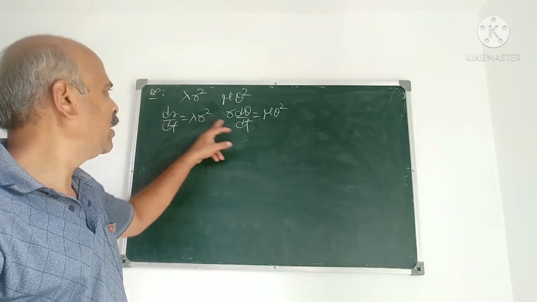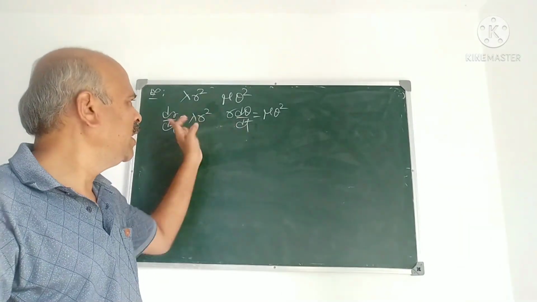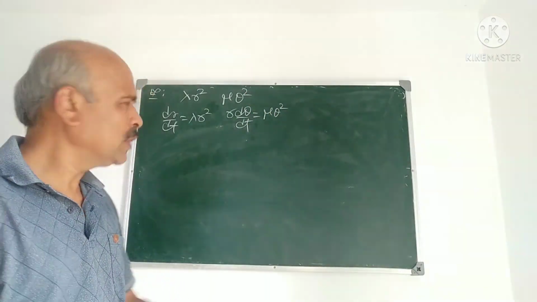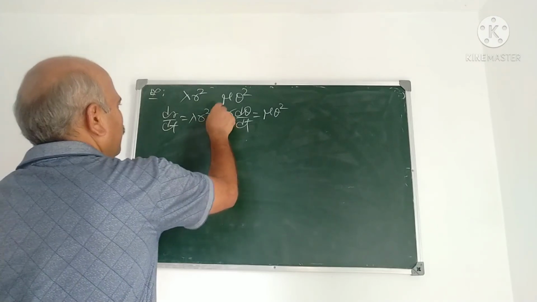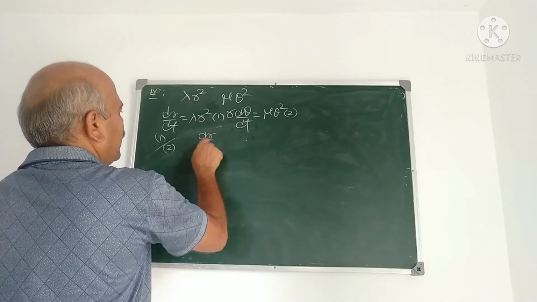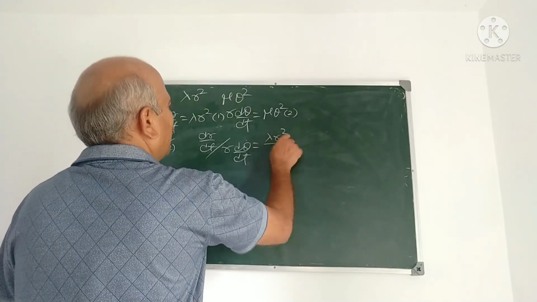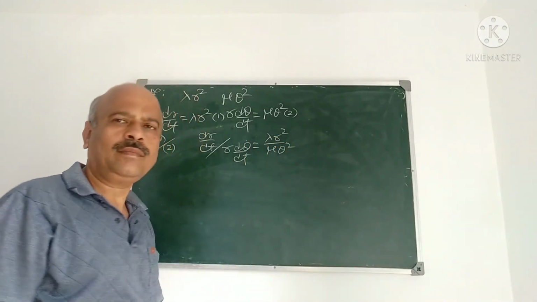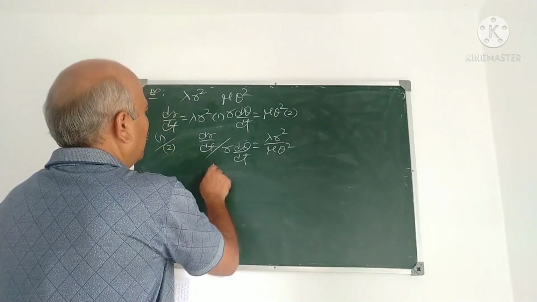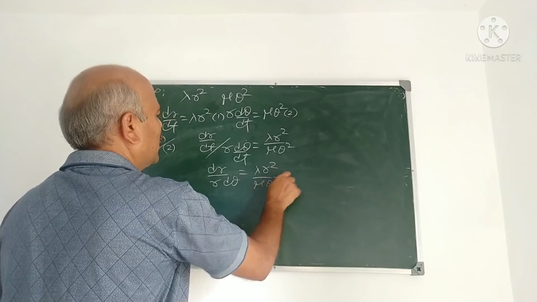These are in terms of derivatives. It involves r and theta and also t, and we have to integrate. If we integrate, we get a relation in r and theta that represents the curve. First we simplify. Call the first equation 1 and the second 2, and consider 1 divided by 2. Dr by dt upon r d theta by dt is lambda r square upon mu theta square. So dr by r d theta is lambda r square by mu theta square.